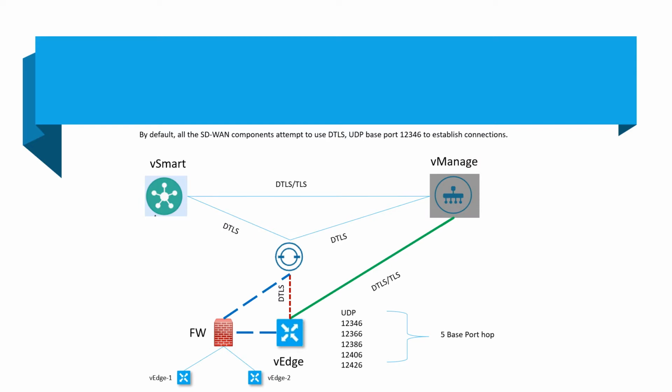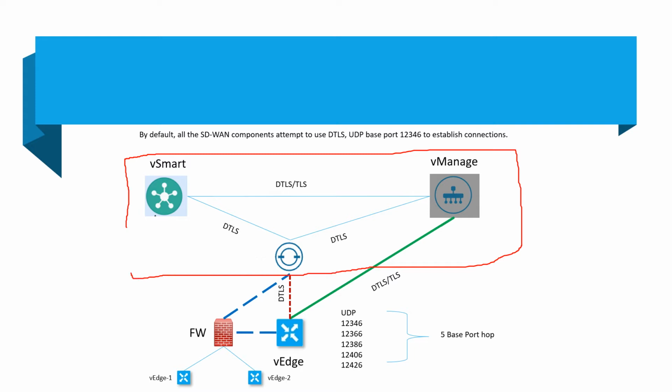Let's try to understand how these components talk to each other and form the control connections. In the initial deployment, we are going to build the vSmart, vManage, and the vBond. It is the SD-WAN fabric, which should be up and running before you launch any of the vEdge devices. And these controllers are going to form tunnels to each other. vBond works on DTLS. So my connection from vSmart to vBond is always going to be DTLS, and this cannot be changed.